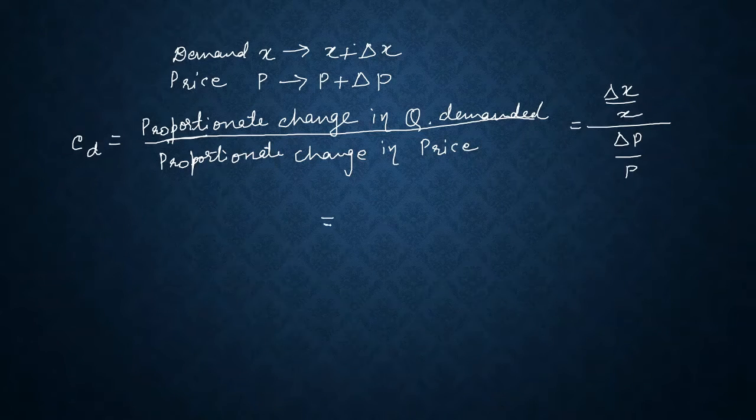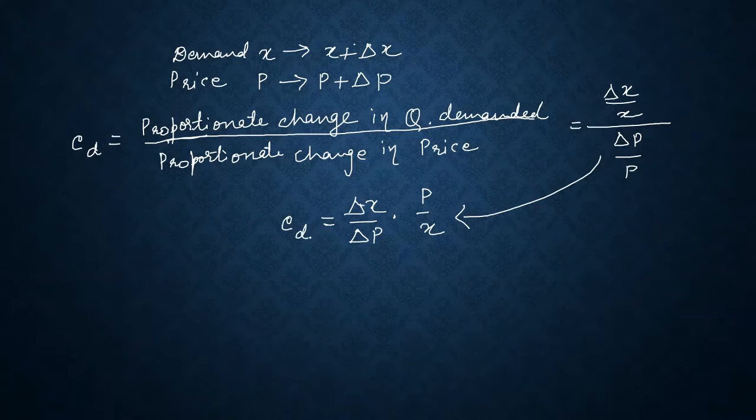This can also be written as delta x upon delta p into p upon x. This is simplified form of this, and this is the elasticity of demand. This represents one arc, or we can say this gives us the average elasticity of demand over the price range p to p plus delta p.